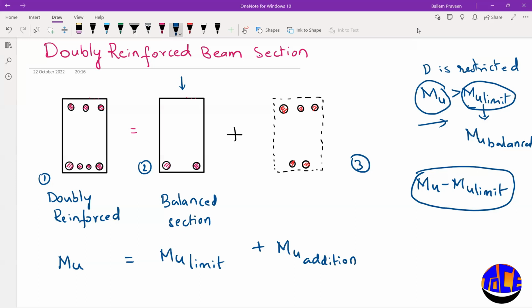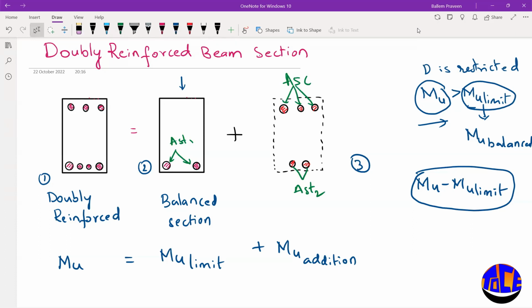Okay, so look here, I can call this AST1 and this AST2. So what is AST? Area of steel in tension. A represents area, S means steel, T means tension. Similarly this is the area of steel in compression. Remember these values.